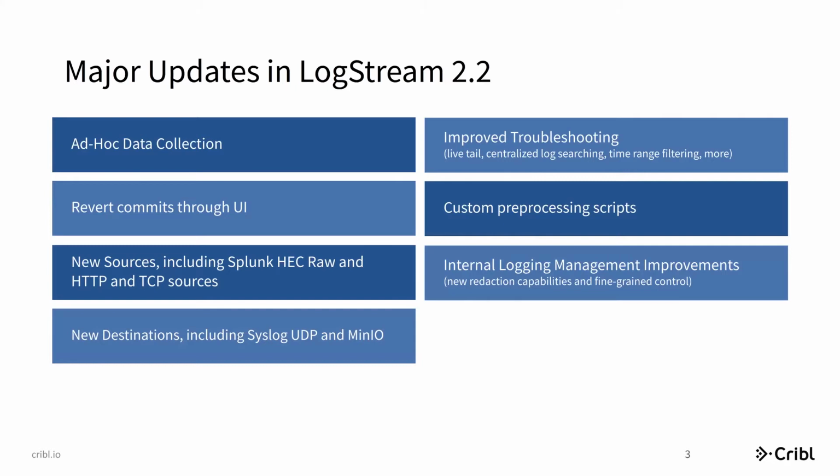We've added support for new destinations, including syslog UDP, another popular user request. We'd recommend you use TCP, but if you're in a place where you need to output syslog UDP, you can do that now, and also added support for our partners at Min.io.